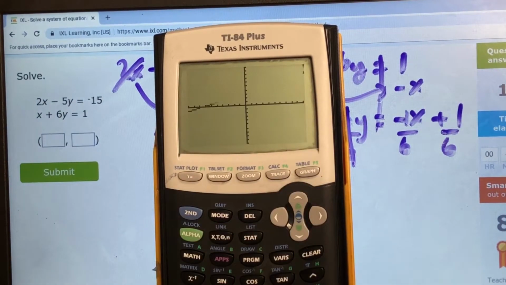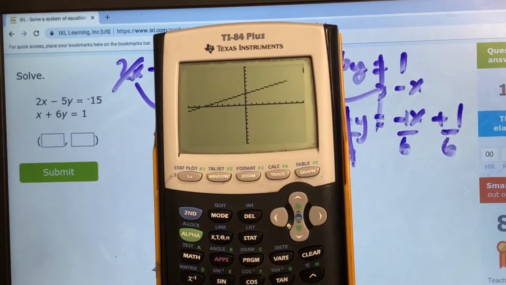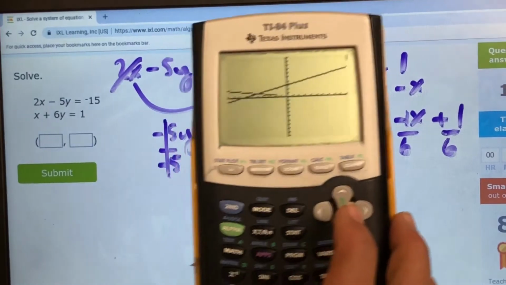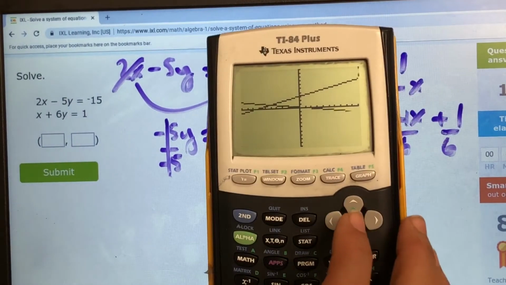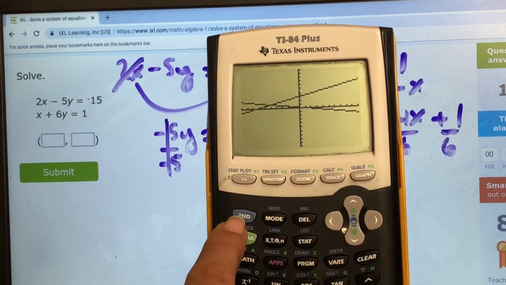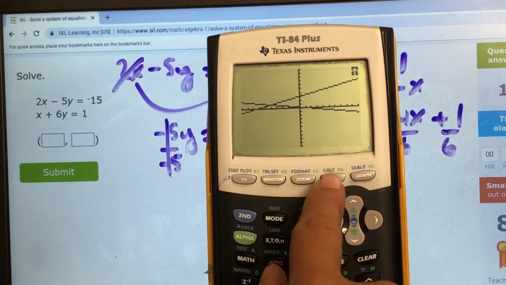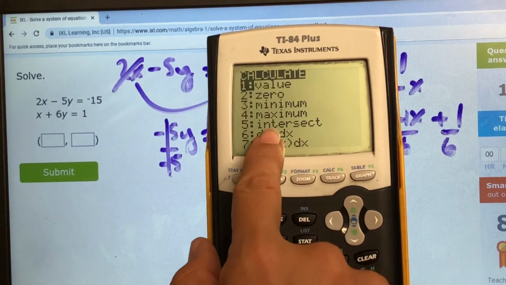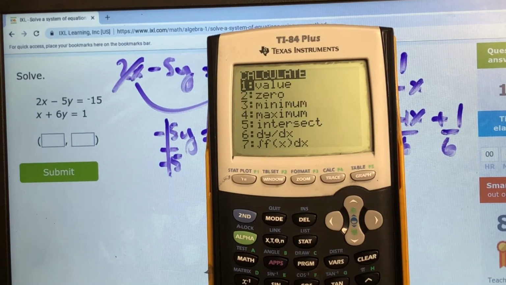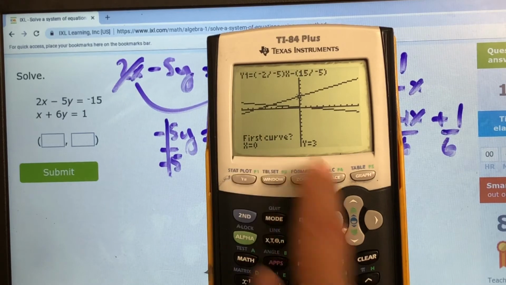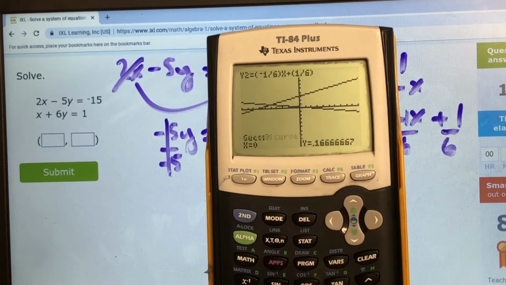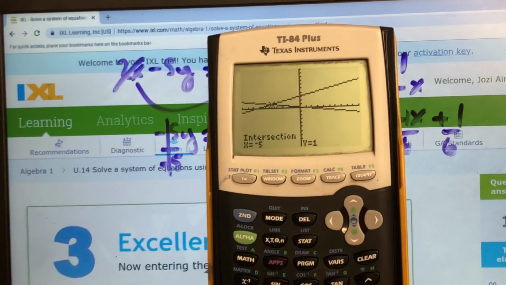Graph it, it's going to graph it for you. When it finishes graphing, where they intersect is your solution, so to find that, you're going to hit second, and calculate, because you want to calculate your intersect, which you can hit the number 5 or you can come down and press enter. First curve, enter. Second curve, enter. Guess, enter. And it's going to tell you your intersection is (negative 5, 1). And that's pretty much it.